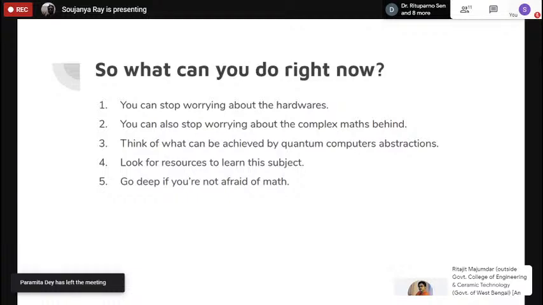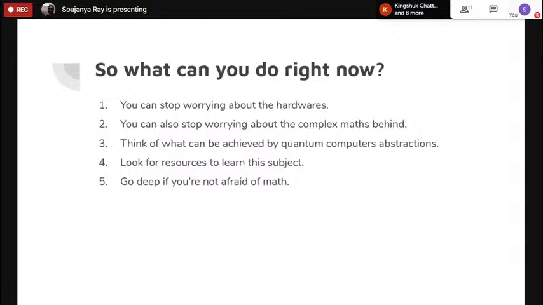I'll quote a professor of mine who said that no natural language, not only English, has been invented to describe quantum phenomena correctly. With the entire quantum mechanics, you don't have enough words, expressions, or phrases to describe what is happening in the quantum realm. The only language that can describe this quantum realm properly is mathematics. So if you are not afraid of maths, I encourage you again to go deep into it. It's beautiful once you understand.